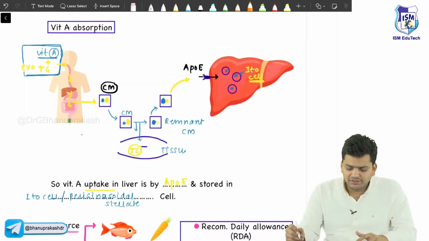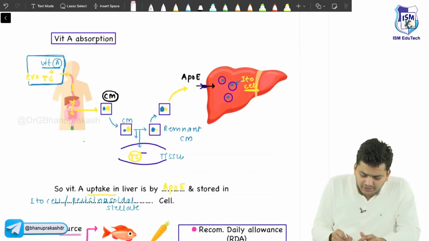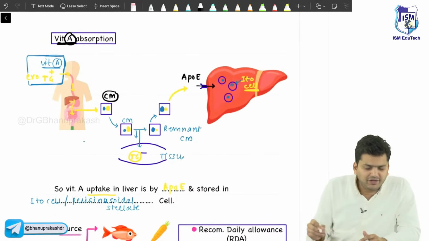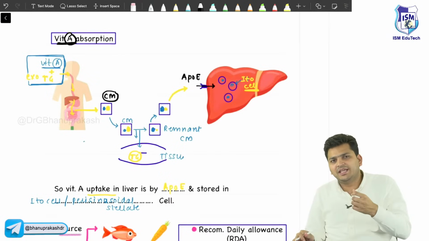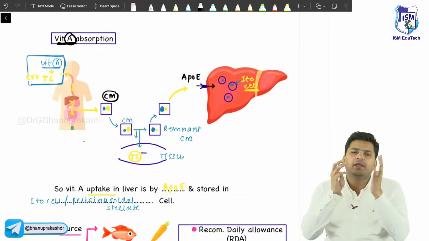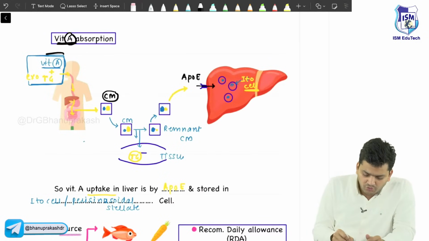Now coming to the vitamins and minerals. When it comes to vitamin A, see, vitamin A is a fat soluble vitamin. So when you are eating fat and vitamin A is there in the diet, vitamin A and the fat will be absorbed together. They will make a mixture.